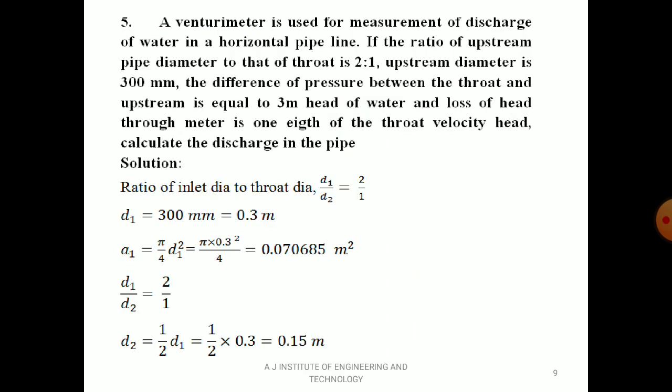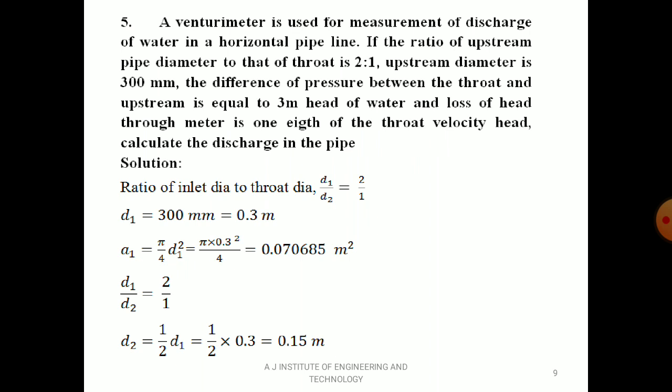Let's go for the next problem, the fifth problem. A venturi meter is used for measurement of discharge of water in a horizontal pipeline. If the ratio of upstream pipe diameter to that of throat is 2:1, the upstream diameter is 300 mm, the difference of pressure between throat and upstream is equal to 3 meter head of water, and the loss of head through the meter is 1/8 of the throat velocity head, calculate the discharge in the pipe.